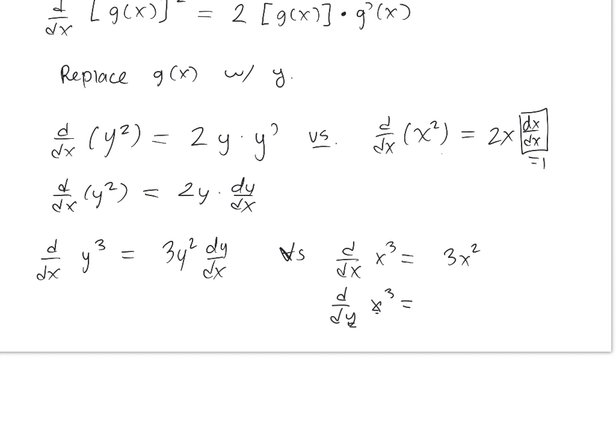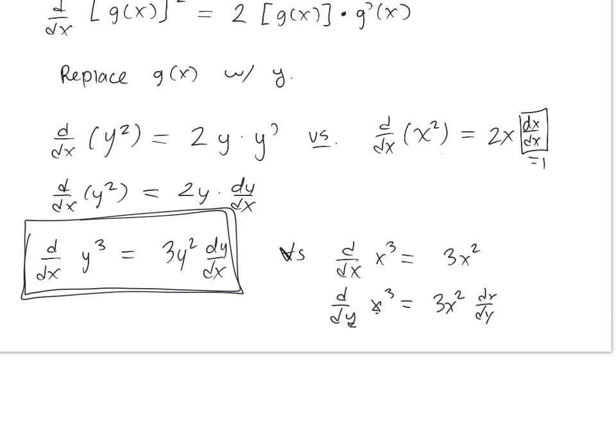Think about how this one worked. It was 3y squared dy dx, right? This one will be 3x squared dx dy. That's just the reciprocal slope, right? It's change in x over change in y instead of change in y over change in x. We're mostly going to do stuff like this, okay? That's just an example. What matters is what kind of derivative you take, like with respect to what variables, what that vocabulary is for that.